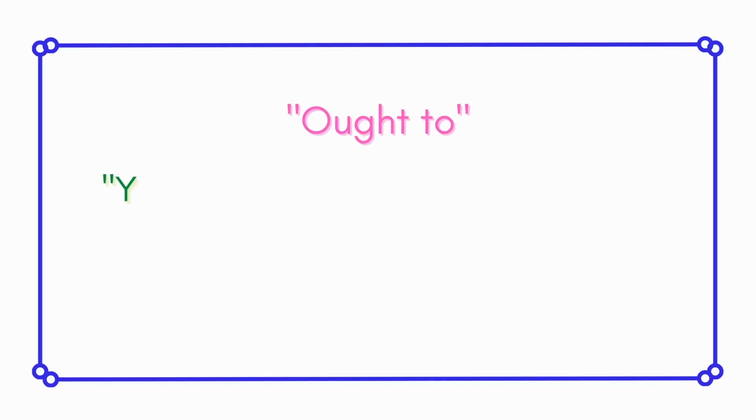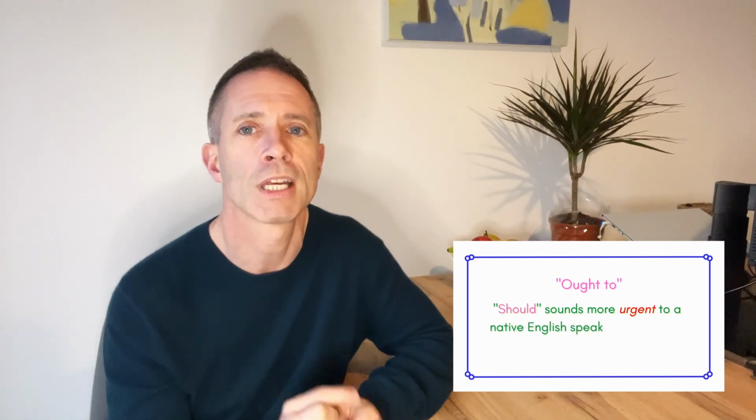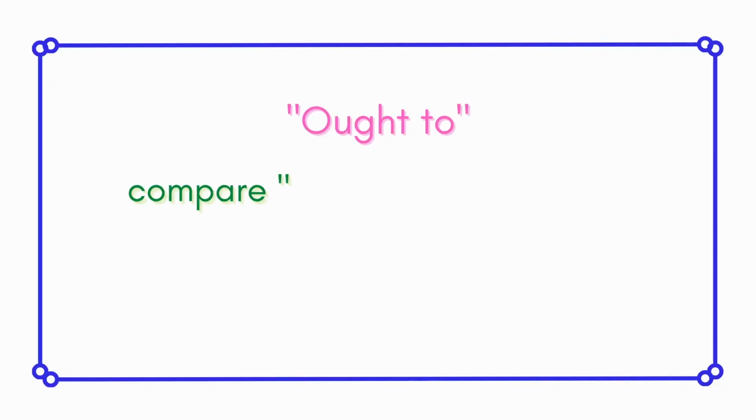In this sentence, ought to means that it is a good idea for you to study for your exams. But if you say you should study for your exams, this sounds more urgent to a native speaker. We will look at that more in detail in another episode. Actually, the next episode.